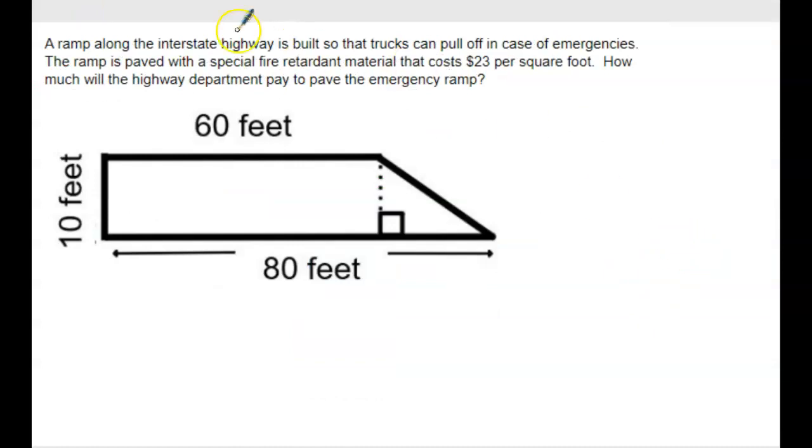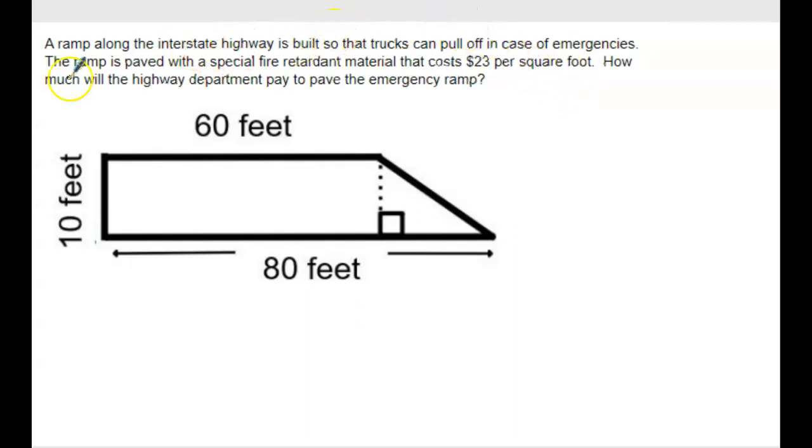A ramp along the interstate highway is built so that trucks can pull off in case of emergencies. The ramp is paved with a special fire retardant material that costs $23 per square foot. How much will the highway department have to pay to pave the emergency ramp? So the first thing we need to figure out is, am I paying for the perimeter of something or for the area of something?